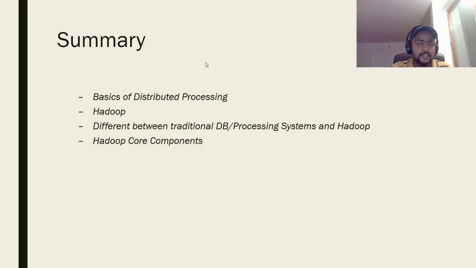So in today's lecture we talked about the basics of distributed computing. We understood what Hadoop is. We talked about the characteristics of Hadoop. We also understood what vertical scaling and horizontal scaling are, and how Hadoop benefits from the horizontal scaling concept. We also looked at a contrast between the traditional database systems and the Hadoop system, and how they stack against each other. And we also talked about the core components of Hadoop, which are HDFS, Yarn, and MapReduce.